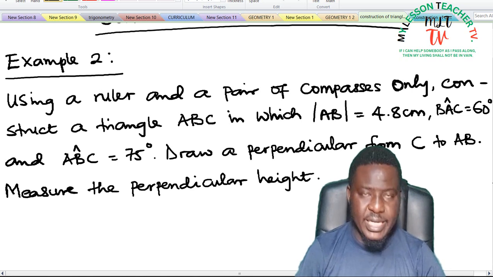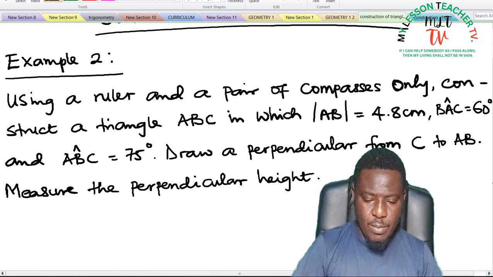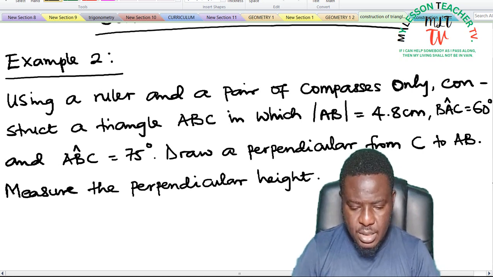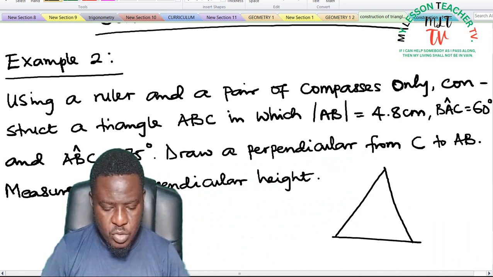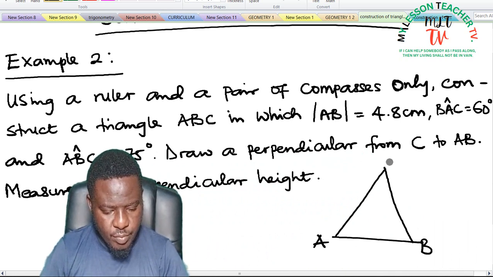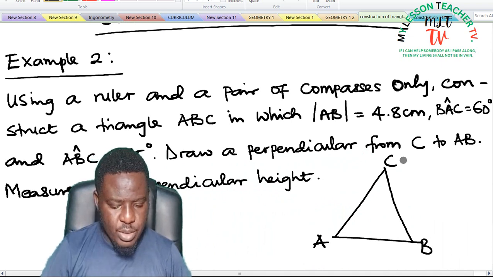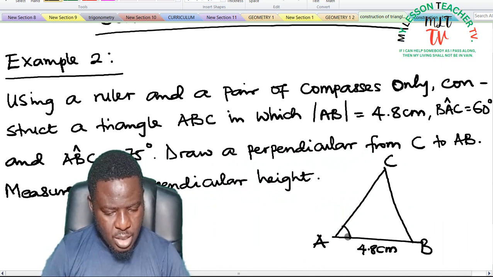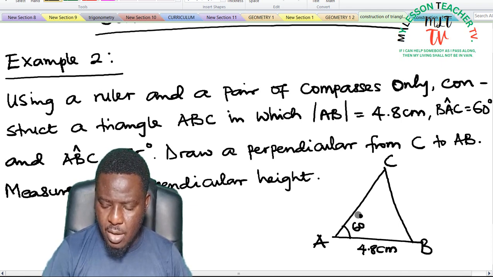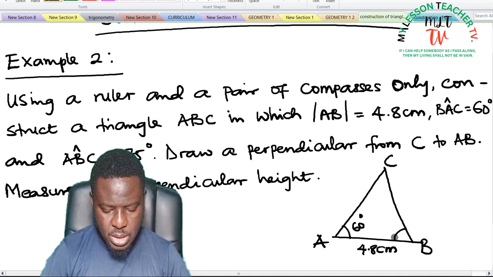Now, I'm going to draw a sketch of this question, which I'm going to construct. So, the first thing is we know that is a triangle. This is a triangle we have to draw. Triangle ABC, in which AB is 4.8 centimeters. Then angle BAC is talking about this angle, that this angle is to be 60 degrees. And angle ABC, that is this angle, is to be 75 degrees.